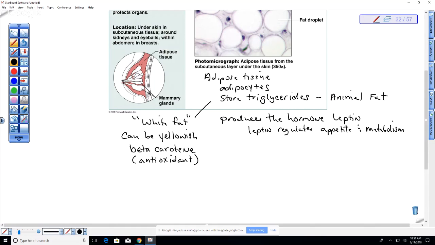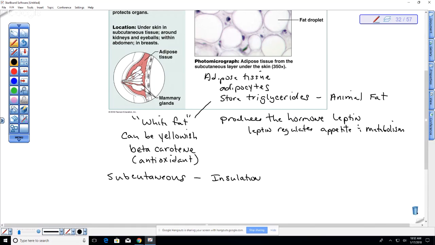Okay. Now, this can be subcutaneous. So what does that mean? Under the skin. So cutaneous means skin, sub means under. And this plays a role in insulation. So insulation can help keep you warm because it will decrease the amount of heat that's lost to the environment.